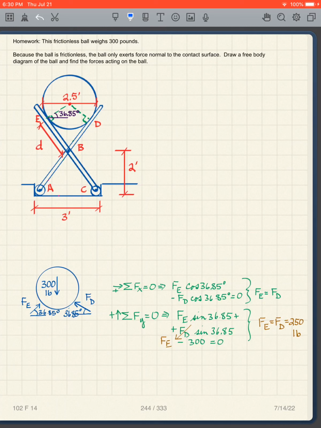So I now have FE and FD, and I simply take the sum of the forces in the x direction. I've got all the angles, and I find that FE and FD are equal. Then I take the sum of the forces in the y direction, and now I just use the sine of the angle to get the vertical component minus the 300, and I get that FE and FD equal 250 pounds.